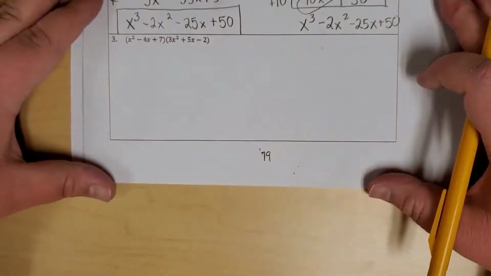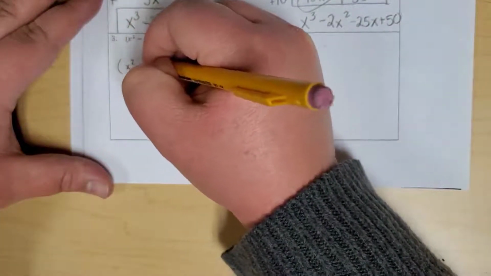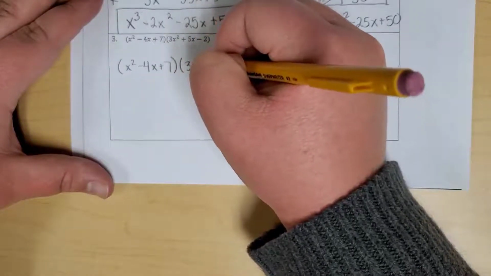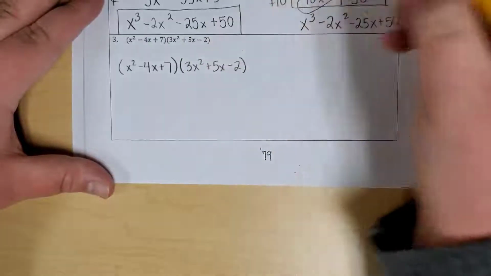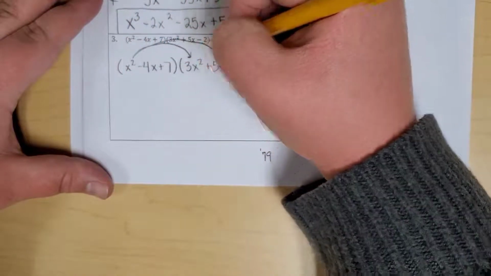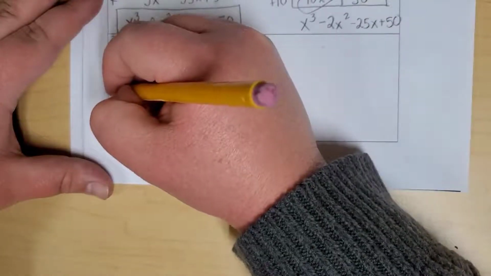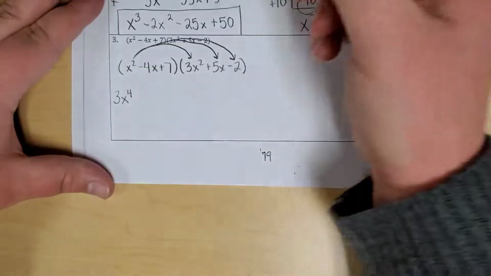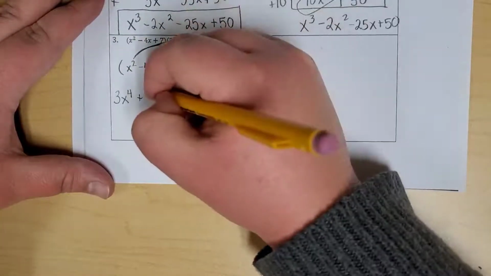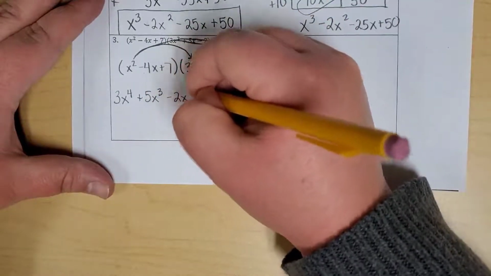All right, last one. This one's the most difficult because there are 3 terms in each set of parentheses. So x squared minus 4x plus 7 times 3x squared plus 5x minus 2. Same idea, distribute the x squared to all 3 terms. x squared times 3x squared is 3x to the 4th. x squared times 5x is 5x to the 3rd. And x squared times negative 2 is negative 2x squared.